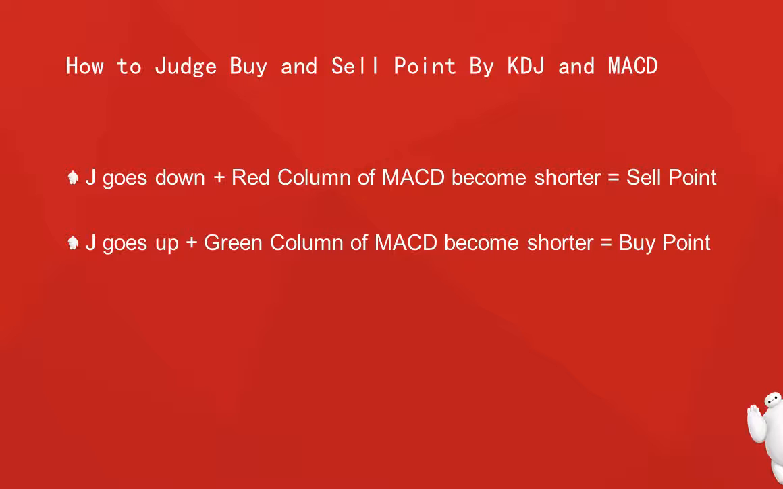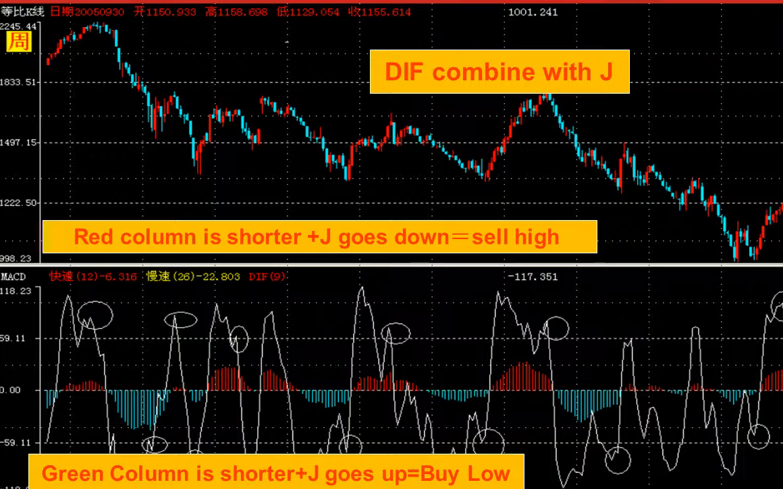Because if you want to buy at the lowest price and sell at the highest price, you can use this method to judge. So this is the chart you should remember. The first one, DIF is here, the axis called DIF of MACD. Combined with J, only the J line. So the red column is shorter and the J goes down, you should sell high. What does that mean? Red column is shorter, J line goes down, here we should sell high.